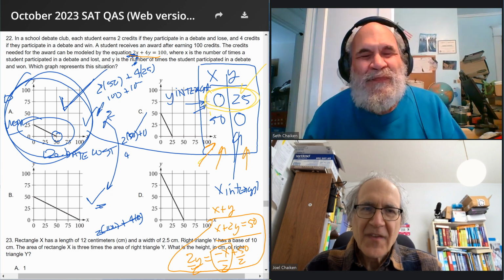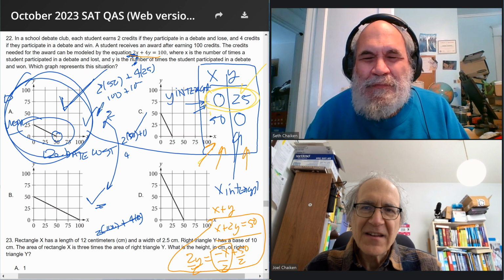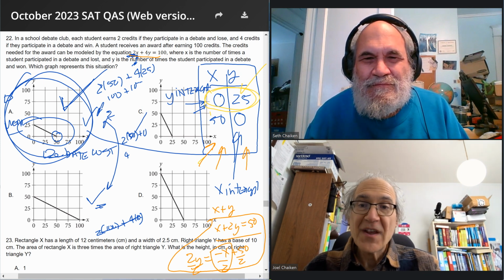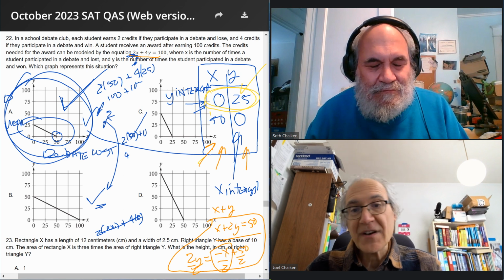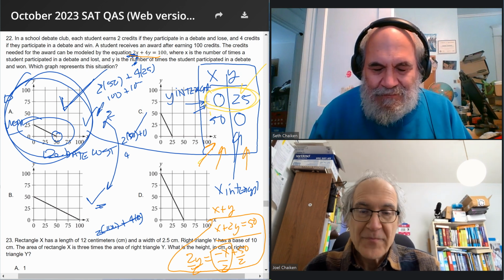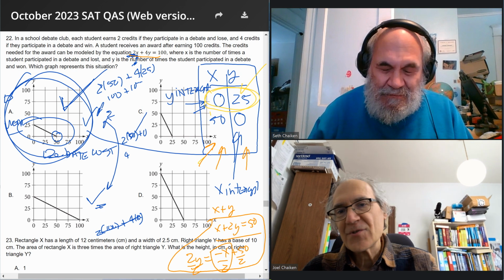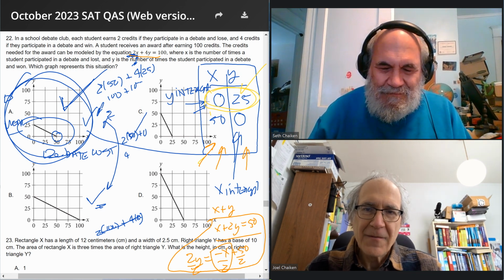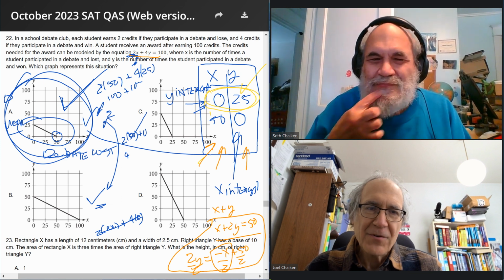Yeah. And then the test taker leaves it up to you whether you want to get it into y equals mx plus b form, or into the intercept form, and whether you want to analyze it from the point of view of intercepts, or from the point of view of slope and one intercept. They leave it up to you.